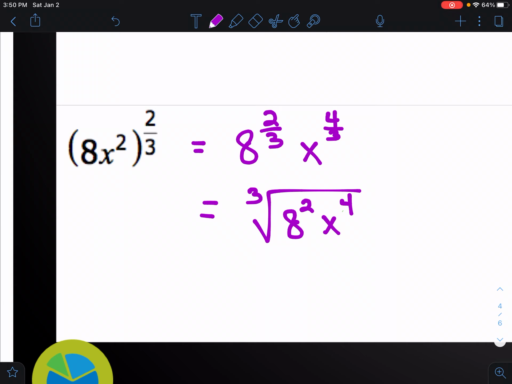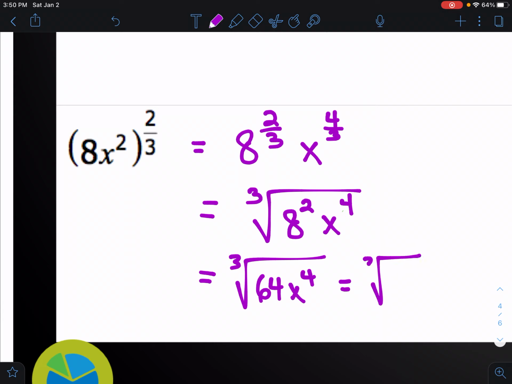Okay, now I'm going to simplify this. This would be the cube root of 64 x to the 4th. And I can simplify this even further. So this would be cube root of 64.